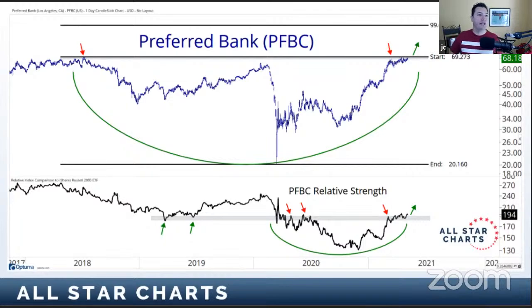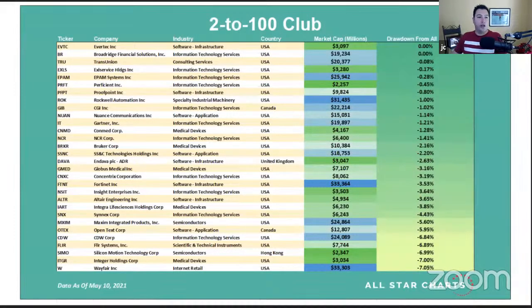But our target is 100. Let's stay disciplined, right? All right. So let's talk about the 2 to 100 club. So now these small caps have graduated to mid caps. Now we're looking specifically for companies between $2 billion and $35 billion.